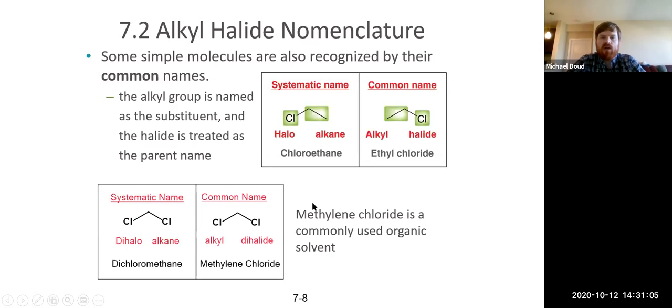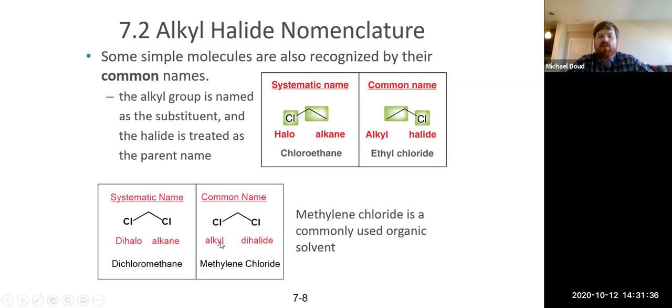Now, there are also a couple of these that you just want to be able to recognize the common names for. In particular, in lab, one of the most common solvents that we use is dichloromethane, which just makes sense. You have two chlorines on one carbon and you don't need to number it, right? It'd be 1,1-dichloromethane, but there's only one carbon. Where else could they be substituted? So this is the systematic name, dichloromethane.